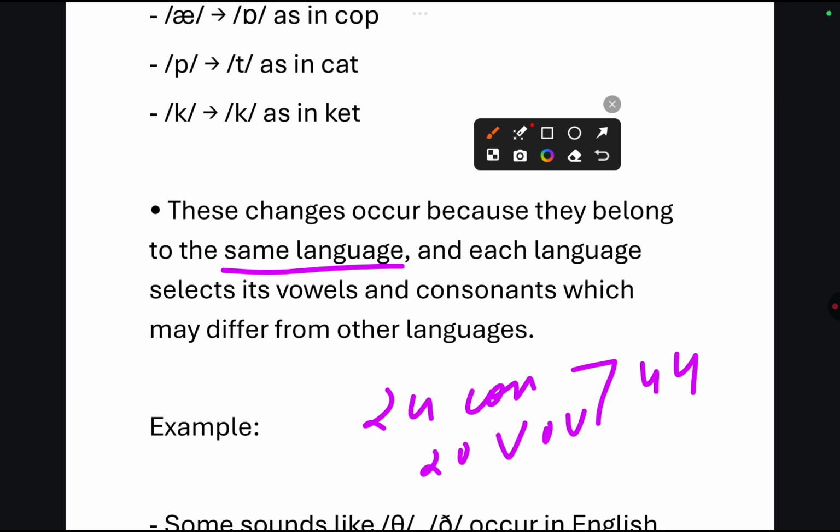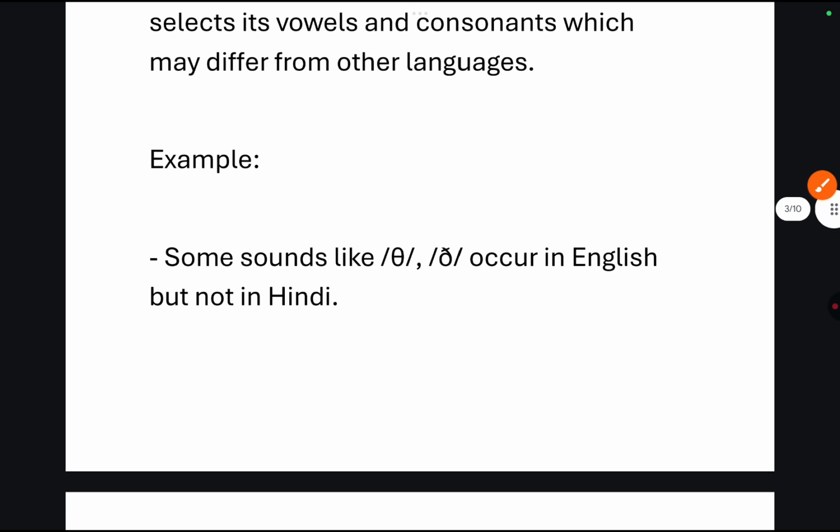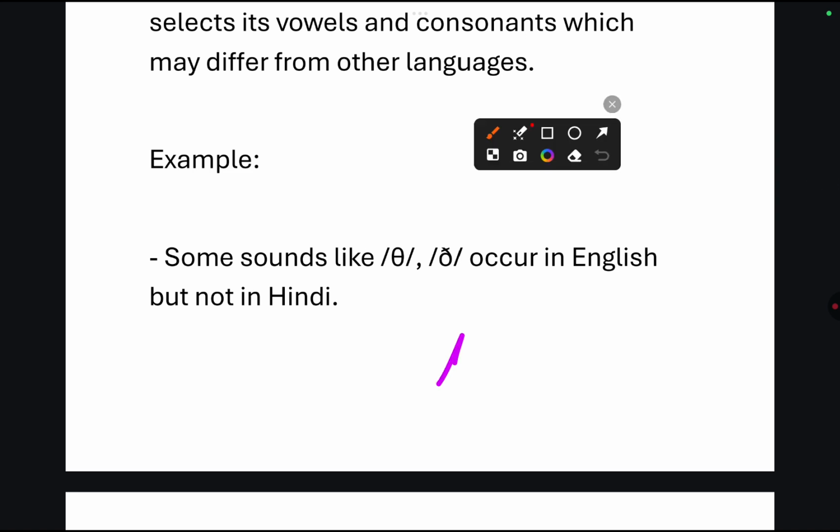So the changes only occur because of the same language, because there are some limited phonemic sounds in each language which may differ from other languages. Now friends, some sounds, like the one in the word think.